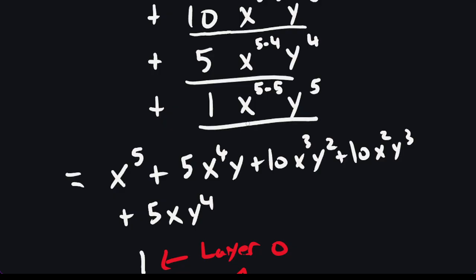And this last one is 1 times x to the 5 minus 5, which is 0, times y to the 5th. This just simplifies to y to the 5th. And there we go.